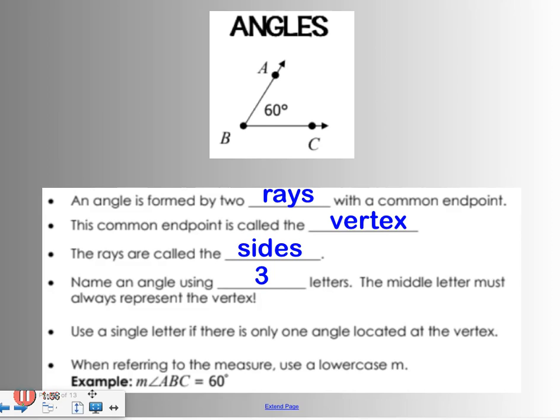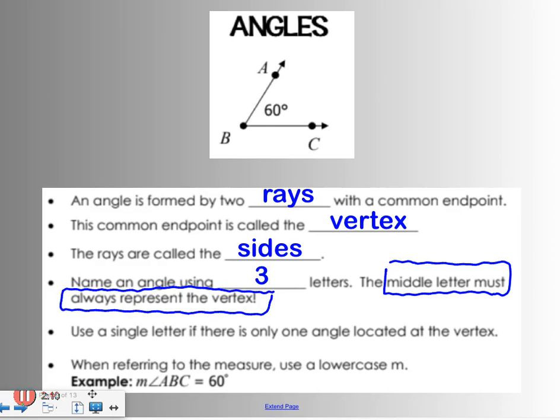We name angles by using 3 capital letters. And the middle one must always be the vertex. Maybe you guys want to like square this, highlight it. That's pretty big. Good news.